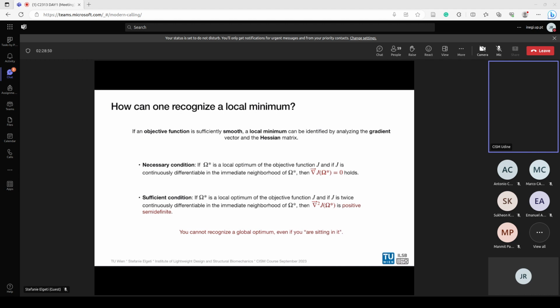This is for the local optimum. For the global optimum, we don't even recognize it if we're sitting in it, because the only definition of the global optimum that we have is that the value there is lower than all objective function values everywhere else. So there's no means of knowing if we're in a global optimum or not.